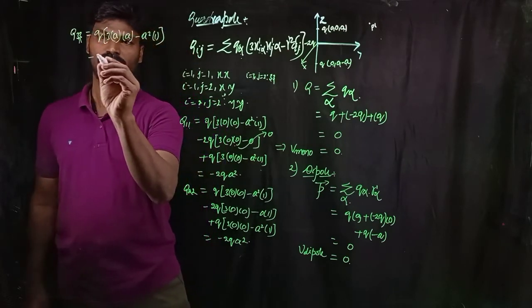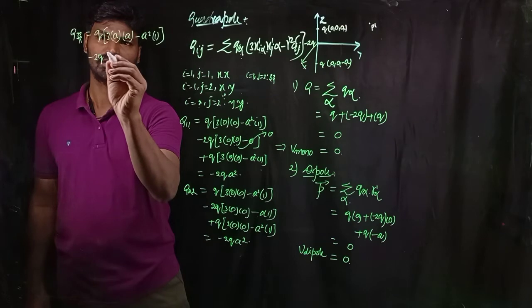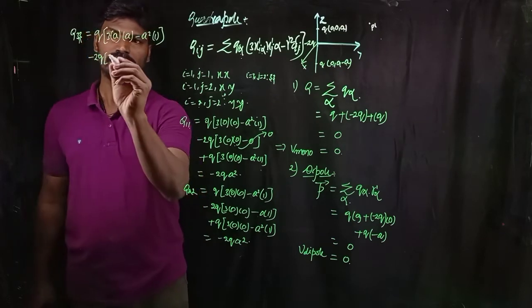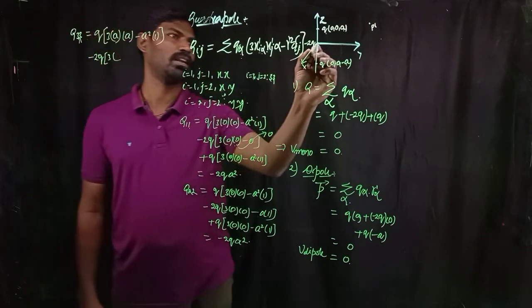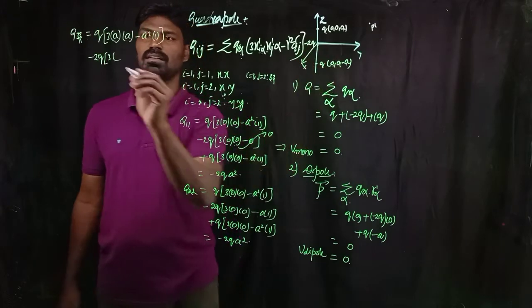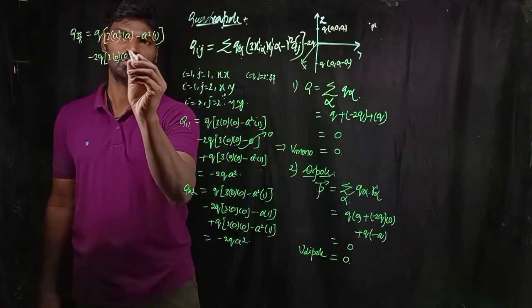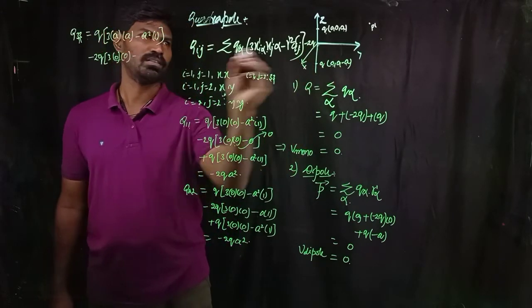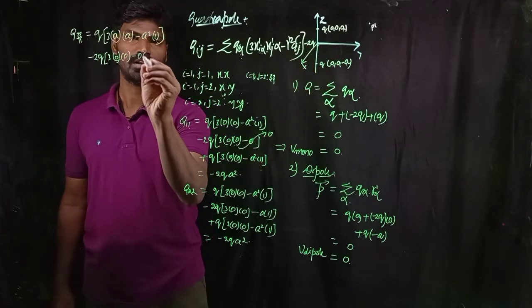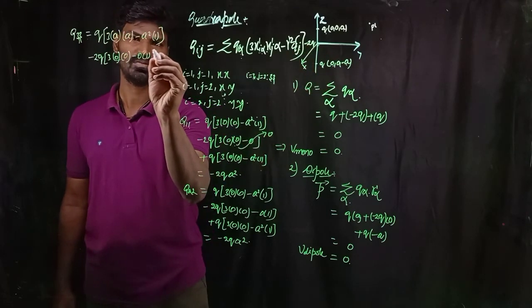Next, when alpha is equal to 2, this is the second charge, that is minus 2q into 3 into z coordinate of this charge, which is at the origin, so obviously it is 0, into 0 minus the distance, that is 0, into delta ij value is 1.